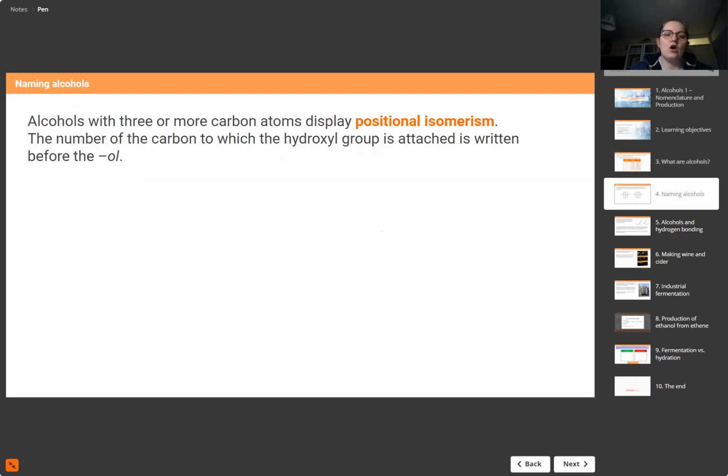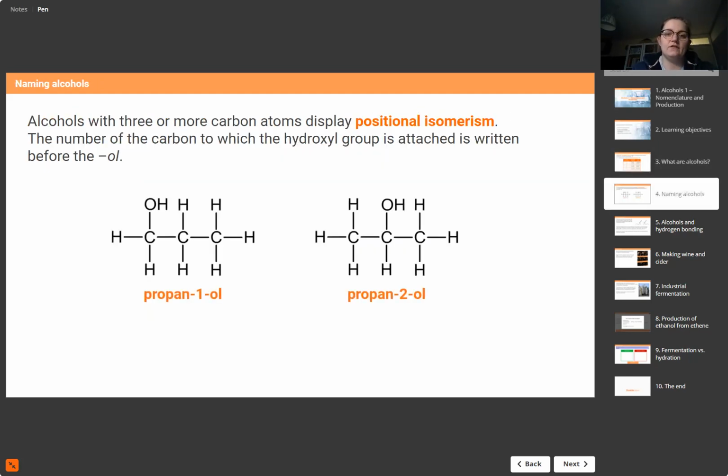If an alcohol has 3 or more carbon atoms, they're able to display positional isomerism. Obviously, we've talked about what isomerism is before. We've got the same molecular formula, but a different displayed formula. In positional isomers, the number of the carbon to which the hydroxyl group is attached is written before the ol. So for example, propan-1-ol here, and then propan-2-ol in this situation.